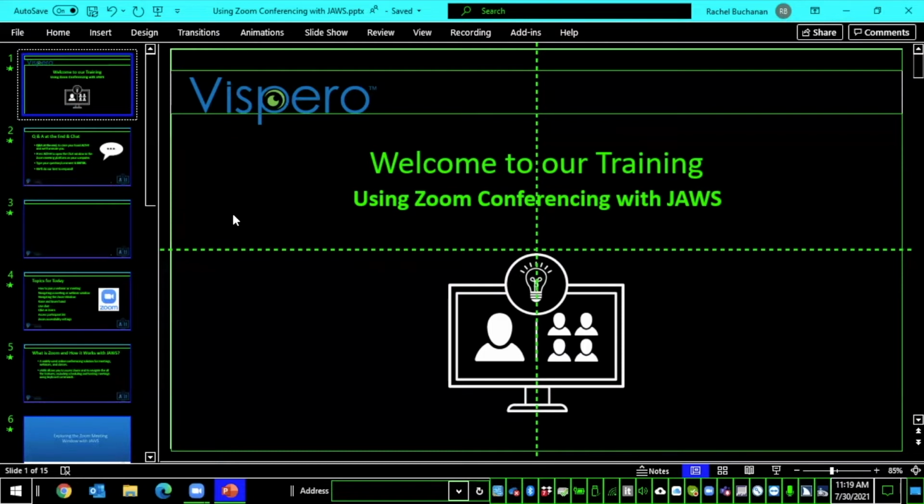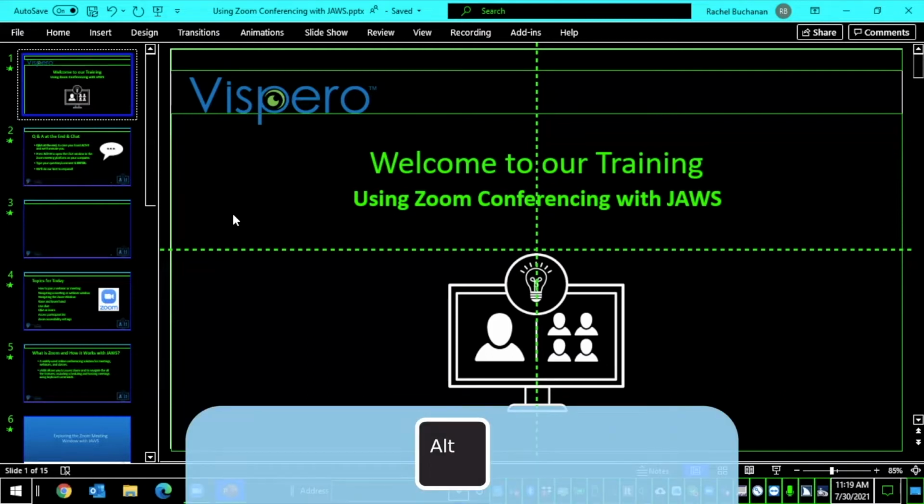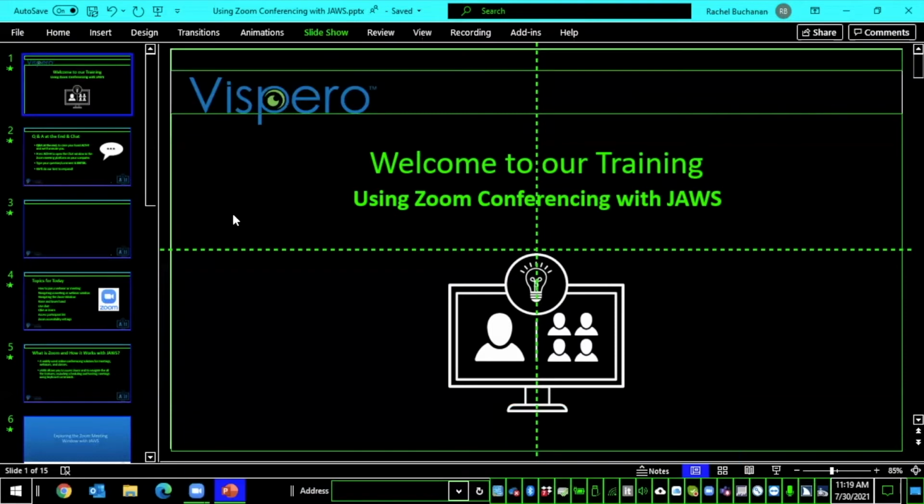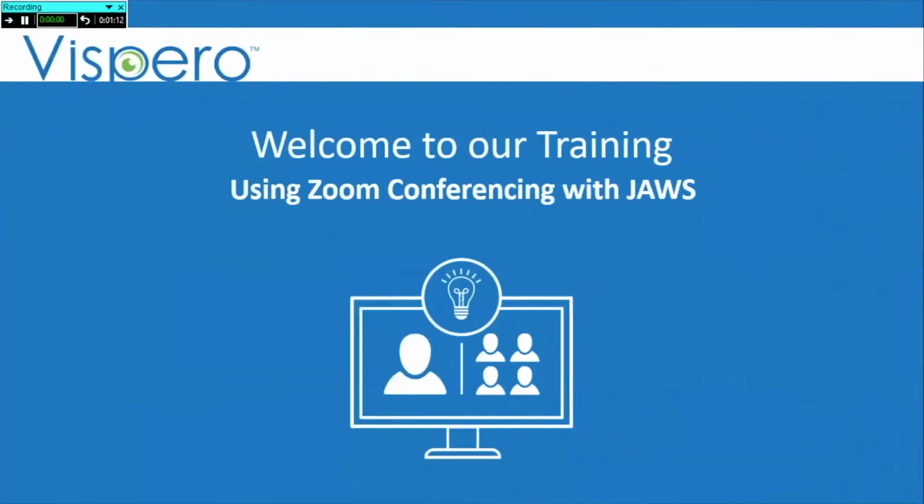The Rehearse Timings feature is found in the Slide Show tab. So to get there, I'll press Alt, then S, then T for timings. That's Alt, then S as in Sam, and then T. Upper ribbon S, lower T. Leaving menus. Slide 1, welcome to our training. Heading level 1, welcome to our training. Heading level 2, using Zoom conferencing with JAWS. Picture 2 image. Picture 6 image.